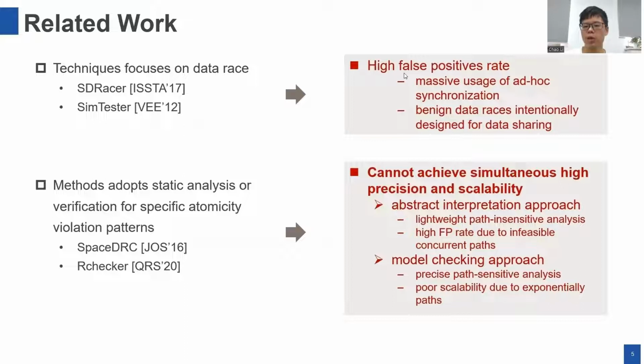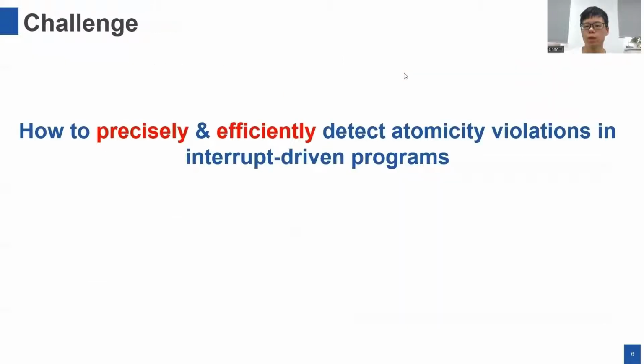The second category adopts static analysis or verification for specific atomicity violation patterns. Unfortunately, they cannot achieve simultaneous high precision and scalability. So the challenge is how to precisely and efficiently detect atomicity violations in interrupt-driven programs.